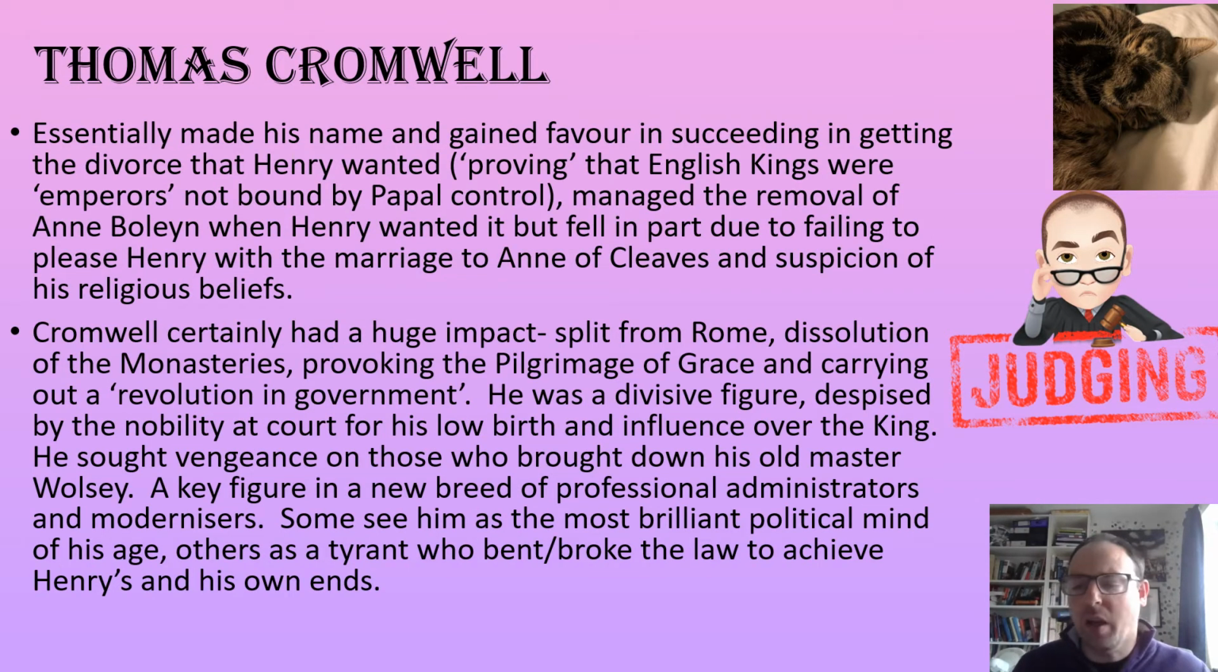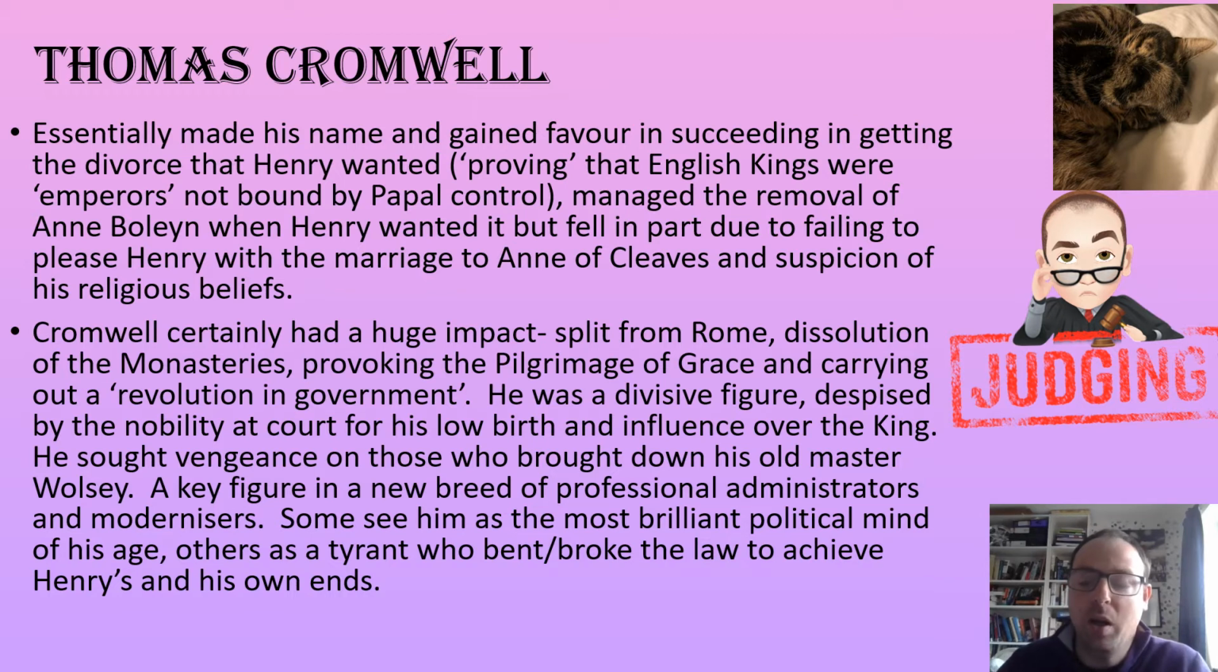Cromwell had made his name and gained favour by getting Henry the divorce that he wanted, and he'd done this in a slightly odd way, in proving, in inverted commas, that English kings were emperors, not bound by papal control. He got various bits from old English myth and legend and old bits of law to prove the case, and he put it all together and presented it and said, look, Henry, you don't need the Pope's permission. Actually, you are rightfully in charge of absolutely everything, so you should be head of church. He also then went on to remove Anne Boleyn when Henry wanted to get rid of Anne Boleyn.